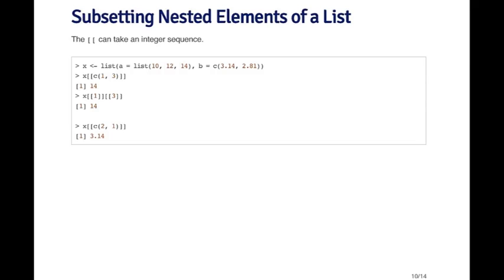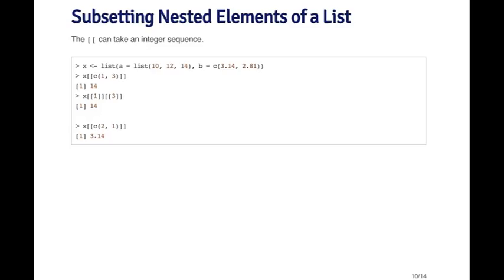And so I can extract the 1, 3 element from it by passing the vector 1, 3 to the X list using the double bracket operator. And that's equivalent to kind of doing this double subsetting of 1 and 3. I can also extract the first element of the second element by passing the integer vector 2, 1 to get 3.14.